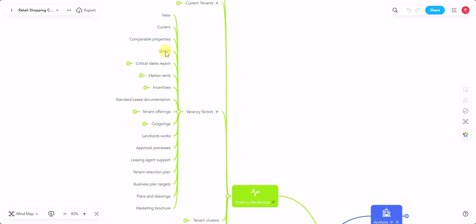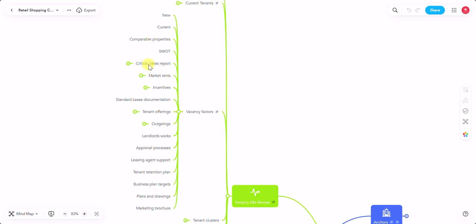So the vacancy factors. I do a full SWOT analysis of the property: strengths, weaknesses, opportunities and threats. The strengths of the tenancy mix. What tenancy aspects there are so strong that cannot be disputed? Perhaps good tenants in certain locations. Where are the weaknesses with the vacancies? What are the opportunities to fill those vacancies? And what are the threats? Now, the threats could very well come from the comparable properties, of course.